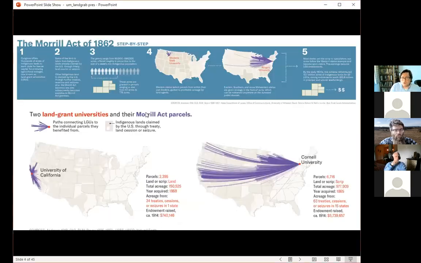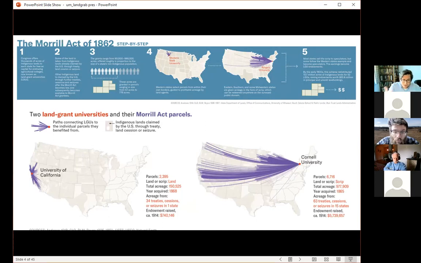So how did this work? So step by step, and I should say here that the maps and infographics that you're seeing are the work of Margaret Pierce, the cartographer for the project, who did a wonderful job of visualizing this data. So step by step, how the Morrill Act works, the logistics of it.